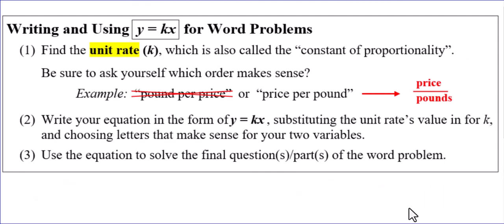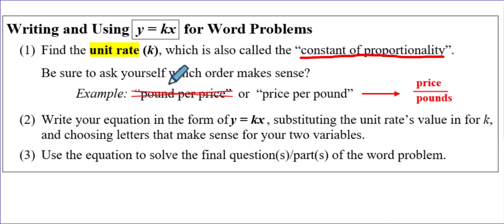All right, so what are we going to be doing on these word problems coming up in the next couple pages? Well, there's basically three parts. Part one, you're going to find the unit rate, which generically is called K. You don't have to remember that it's called K. What you do need to remember is that a fancy phrase for unit rate is the constant of proportionality. I know it sounds real fancy, but that is a synonym for the phrase unit rate.